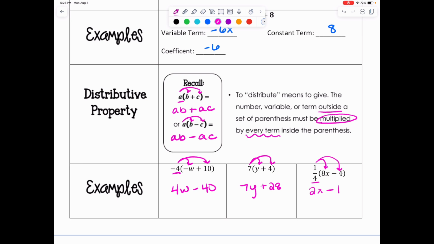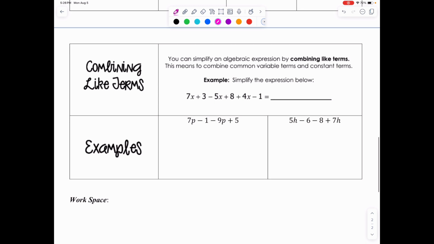Remember, you're giving whatever's on the outside to everything on the inside, and you're using the operation of multiplication. Another very important skill that we're going to end our lesson with today is combining like terms. So again, not new, an old skill that we want to make sure we become really great at. So you can simplify an algebraic expression by combining like terms.